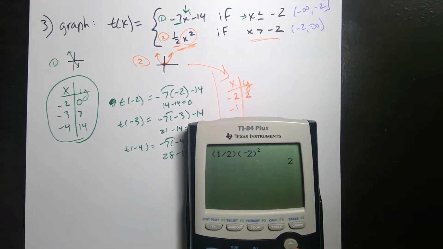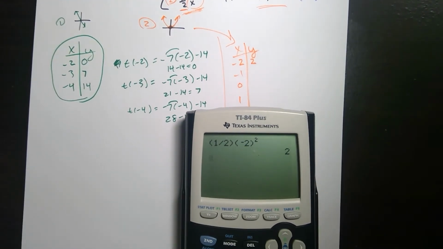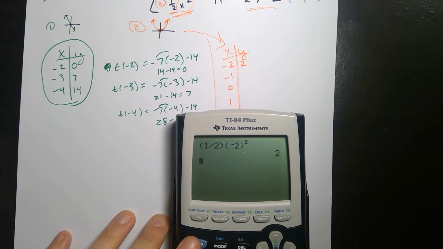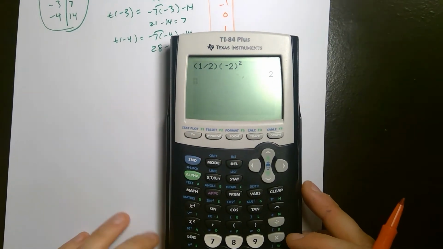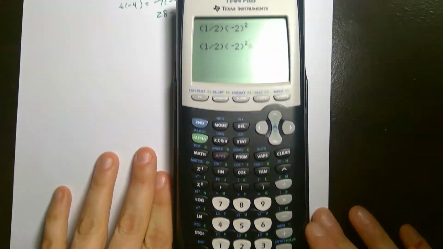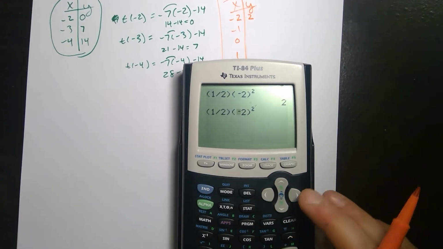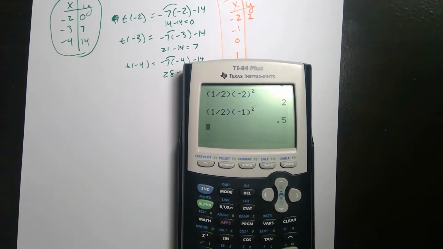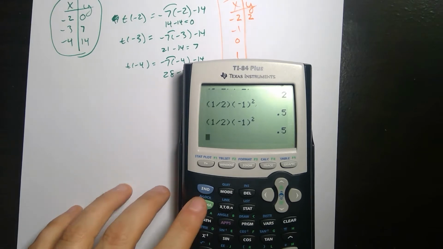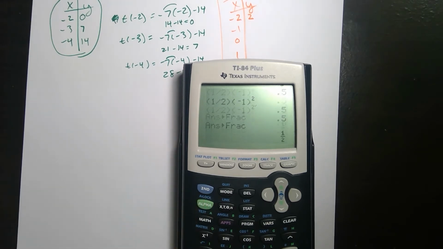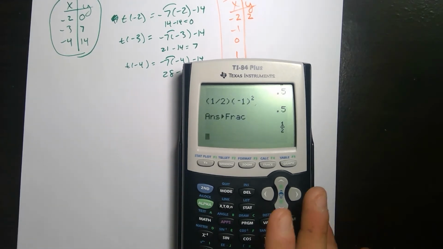Well, I need to go back and I need to do this for -1, for 0, and for 1. There's a trick on the calculator. If you hit your second button, and then if you hit enter, the thing that you just typed in will come back to you. You can scroll over and you can do a -1 instead. This is going to help you eliminate some mistakes. And again, some of you are going to have to turn this into a fraction rather than a decimal.